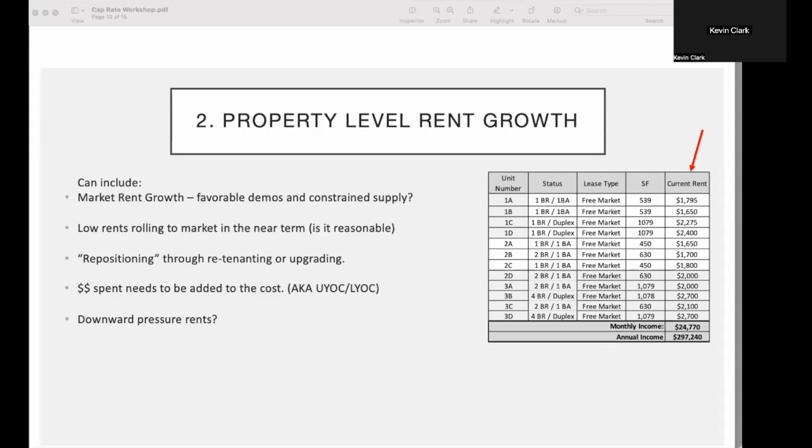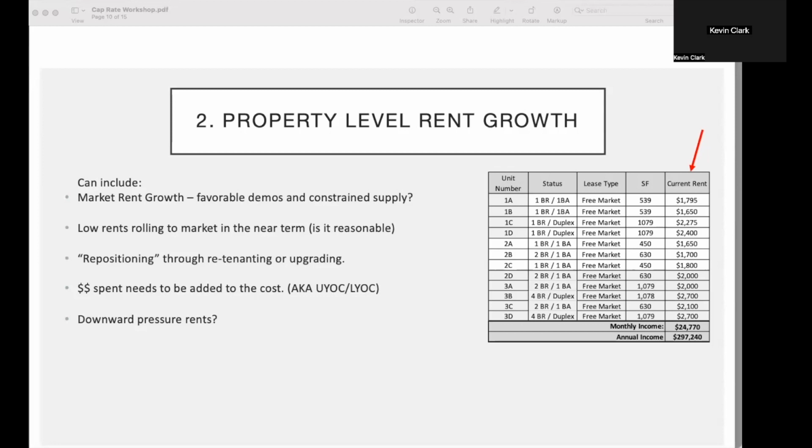This is where you get this thing otherwise known as unlevered yield on cost or levered yield on cost. It's no longer cap rate. It's not a cap rate because you're managing it, you're incurring costs, you're investing in the asset through time and money. So now you're looking at something like an unlevered yield on cost, not a cap rate.